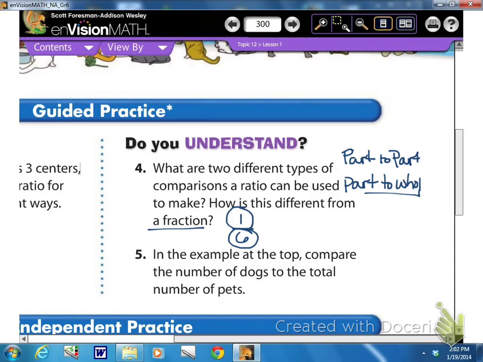I'd like you to pause me, do number 5 for the homework, but we're going to continue on, so pause me and move on to 12-2.